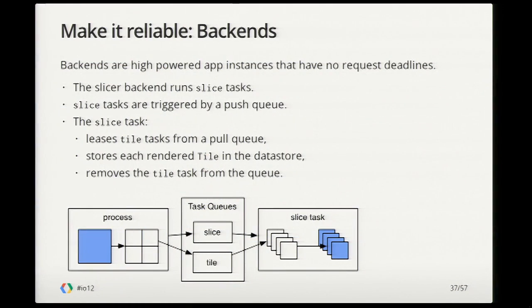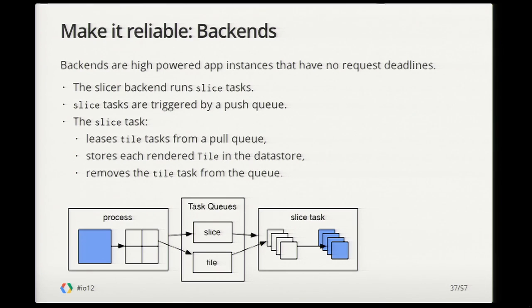The other piece of the puzzle is App Engine's backends. A backend is a special type of app instance that has greater memory and CPU allowances than a typical app instance. And they have longer request limits, so you can run much longer processes with backends.